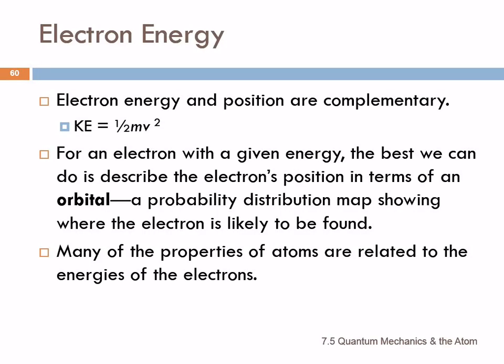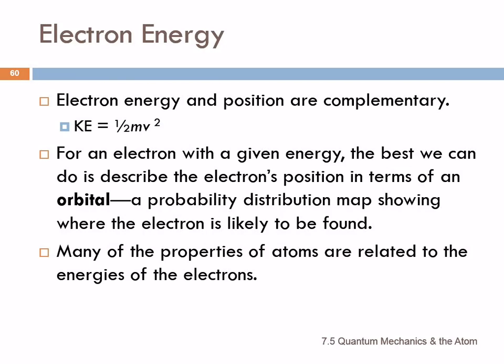Well, the energy of an electron and its position are also complementary because the energy of an electron depends on its velocity. If we can't know the position and the velocity, then we can't know the position and the energy. We can know one or the other. So for an electron with a specific energy, the best we can do is describe its position in terms of an orbital. Now, orbital and orbit are very similar words, right?